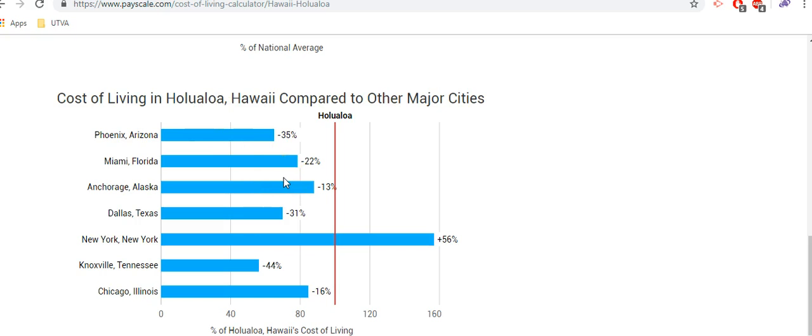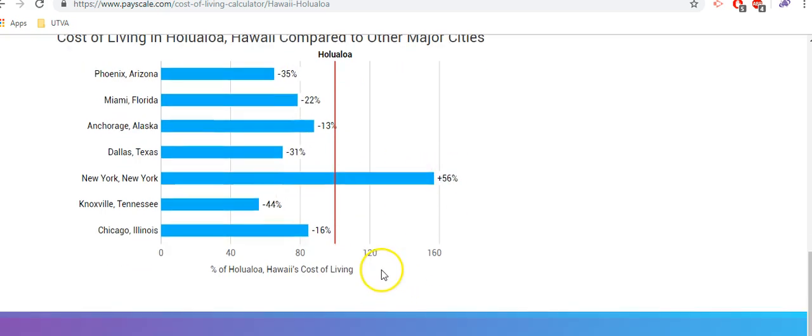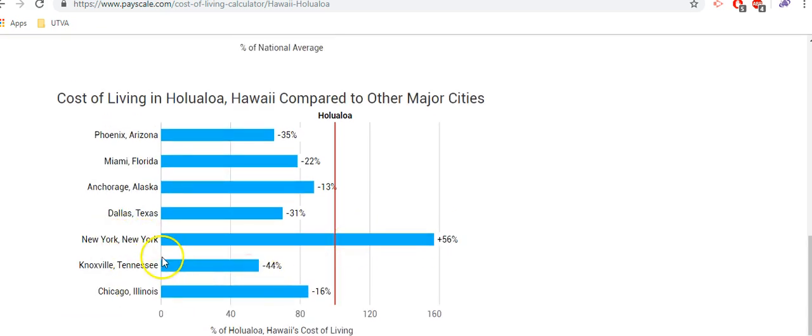So before you sell all your things and move to Hawaii, or move someplace, you might want to look at this, okay? So if you look at it, actually, Knoxville, Tennessee is like 44% less. Phoenix, Arizona is 35% less than Honolulu. If you can see, New York is very expensive to live in, okay? So that's something you want to think about when we're thinking about cost of living, where you want to live. I know everybody wants to live in these really cool places like Hawaii or New York, but it's very, very expensive to live in those places, okay?